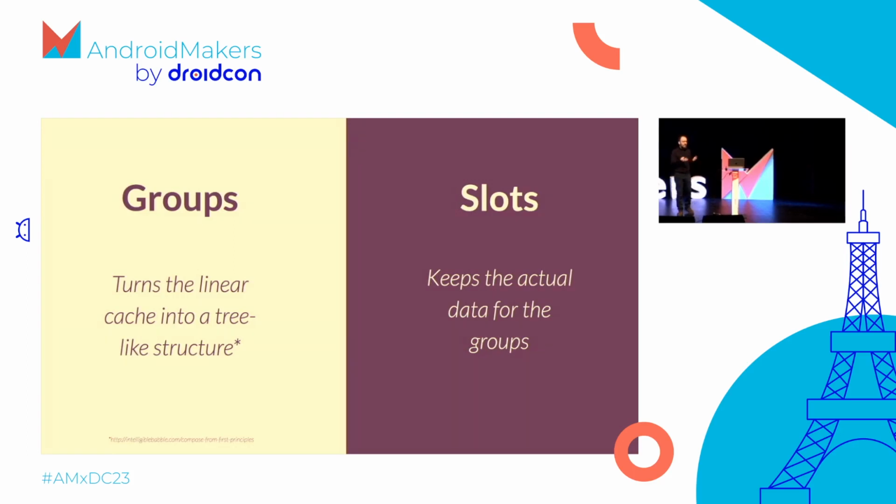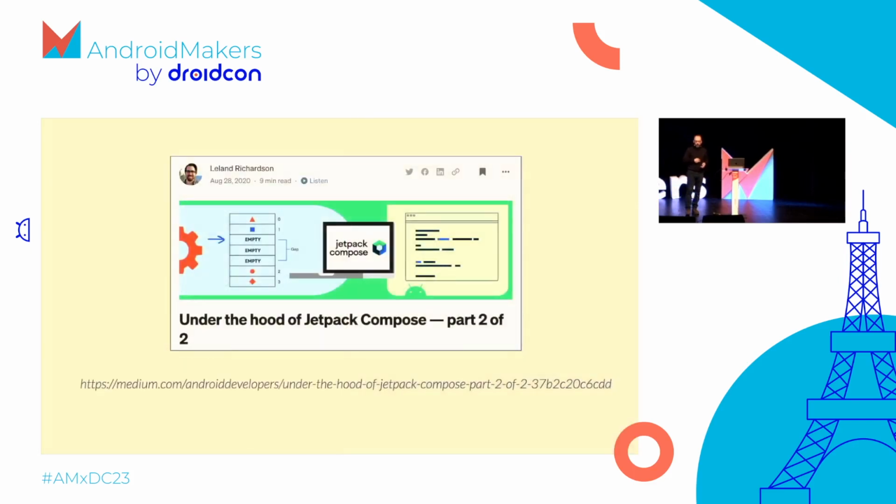But where do we keep the actual data? For instance, if you remember integer 1, where do we keep that actual value 1? We keep that value in something called slots. Actual data goes to slots, metadata goes to groups. If you want to learn more about the slot table and how it works, I highly recommend checking out Leland's article, because he's the one who works with the Compose compiler, and I think he knows the most about it.